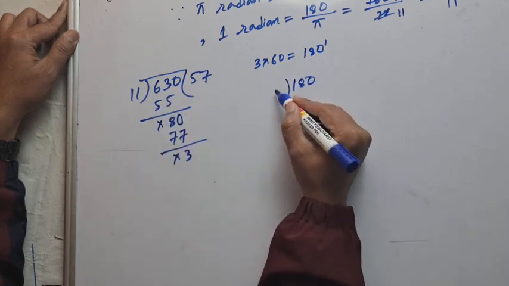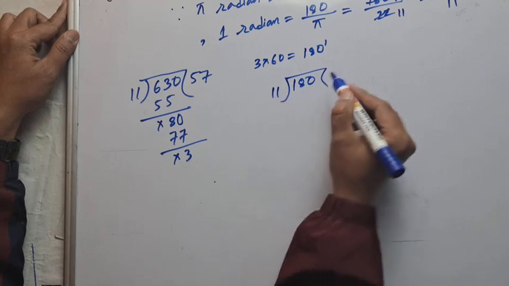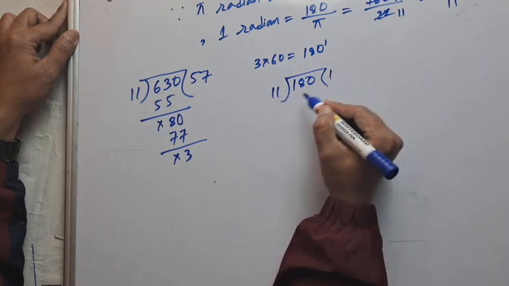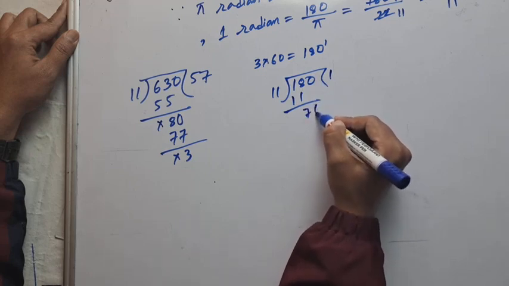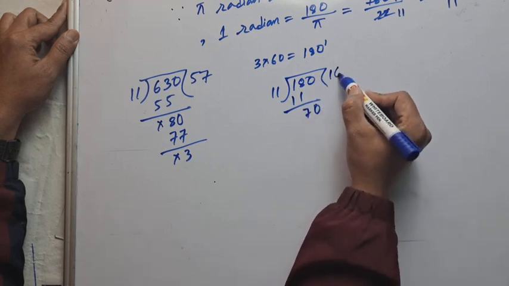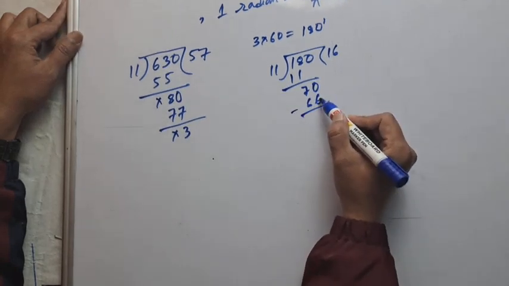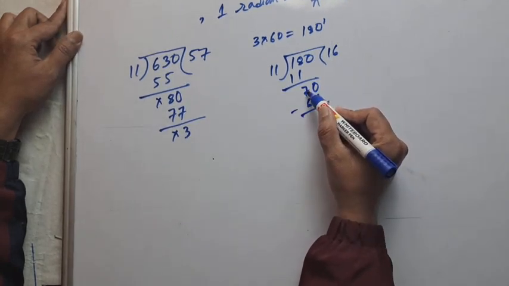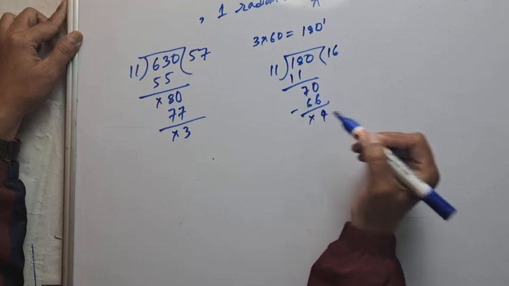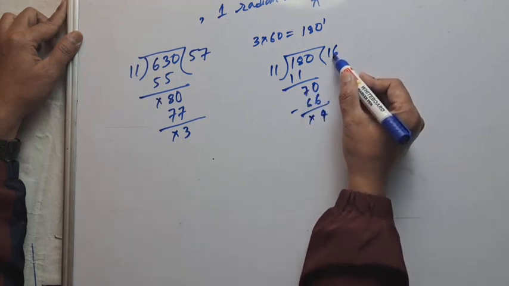180 divided by 11. 11 1s are 11. 18 minus 11 is 7. So this 0 comes down. So 11 6s are 66. 70 minus 66 is 4. Okay, this becomes 6. 6 minus 6 is 0. So we got 16 minutes.